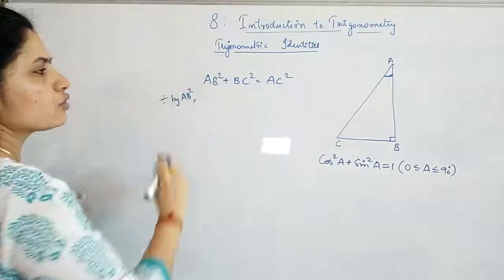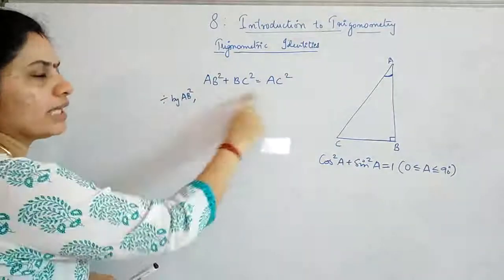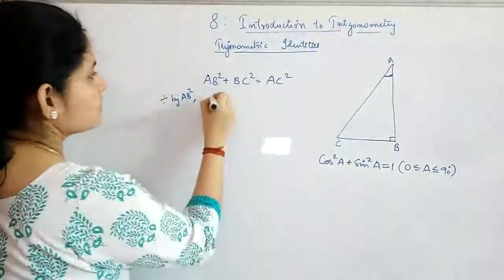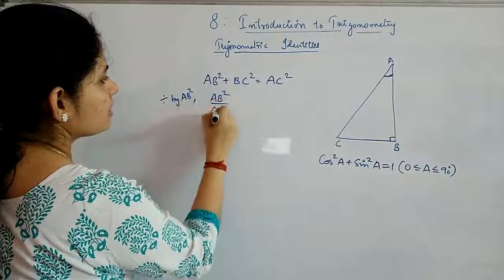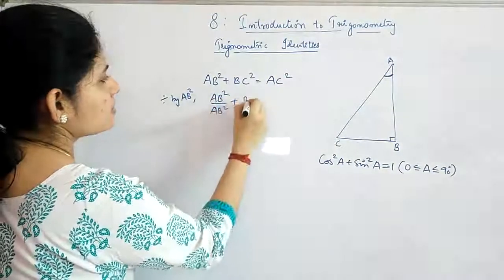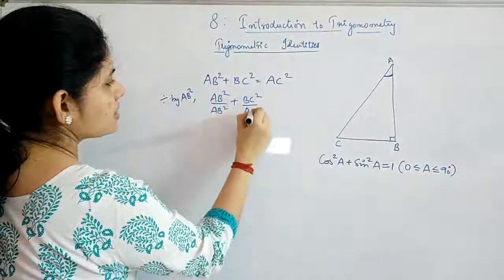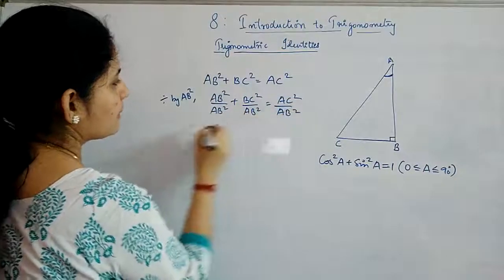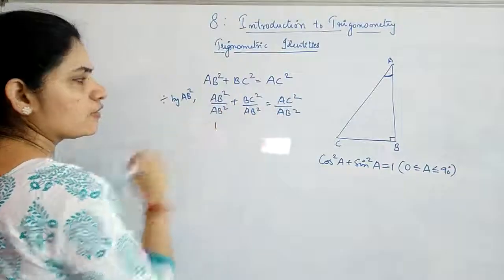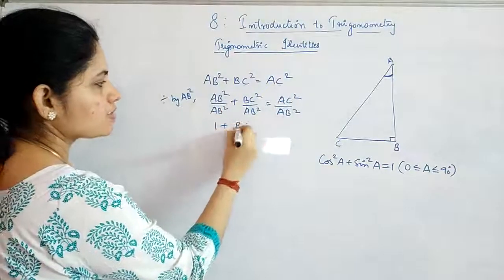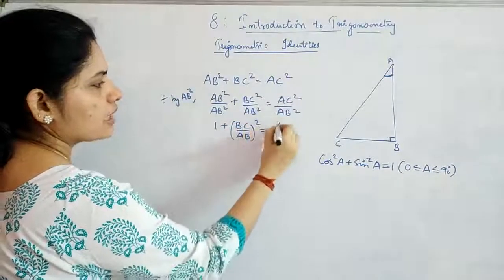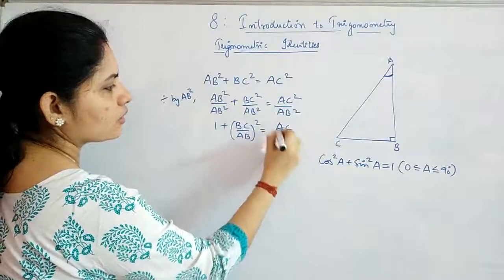Now we are dividing throughout by AB square. First we divided throughout by AC square, now by AB square. That will give you another trigonometric identity. So when I am dividing, I'll get AB square by AB square plus BC square by AB square is equal to AC square by AB square. Now AB square by AB square will give you 1, plus BC by AB the whole square is equal to AC by AB the whole square.